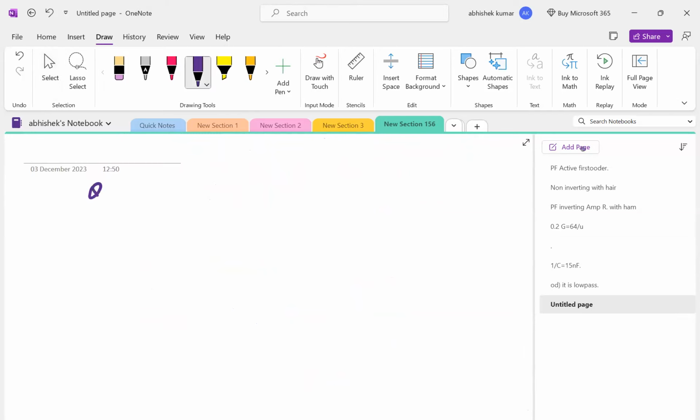Next question is question number 1. Design a first order inverting high pass filter with a desired cutoff frequency 350 Hz and passband gain of 6 dB. Okay, passband gain they have told you 6 dB.